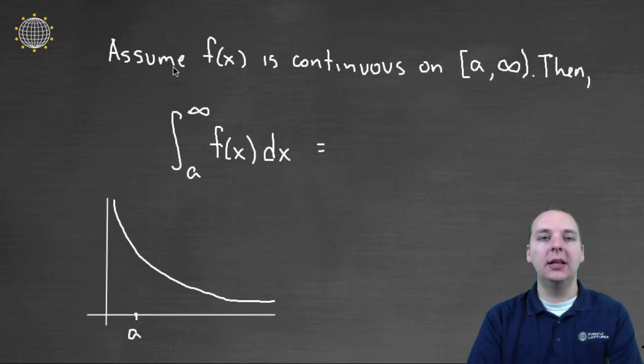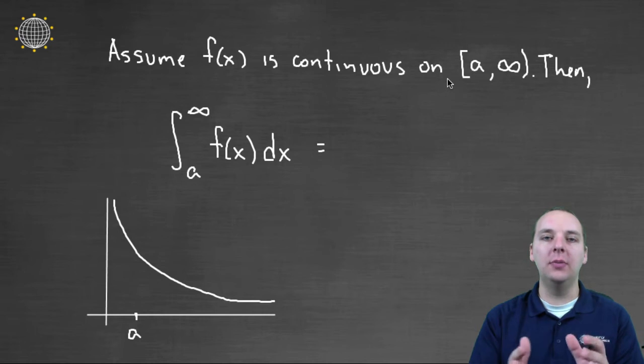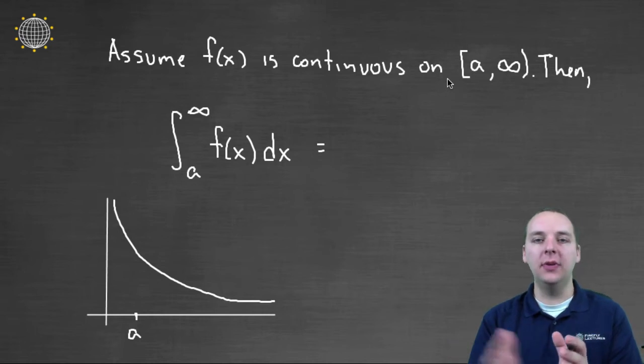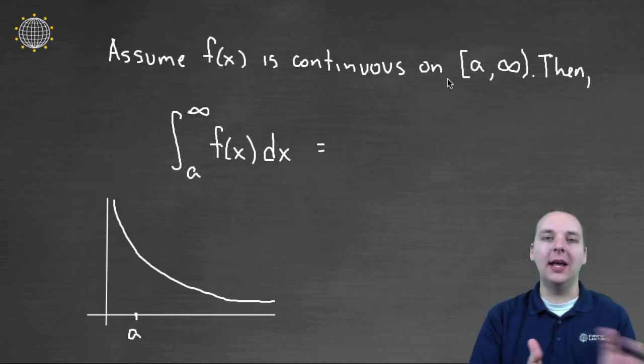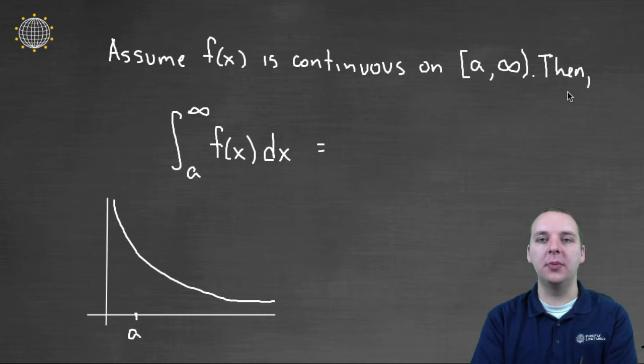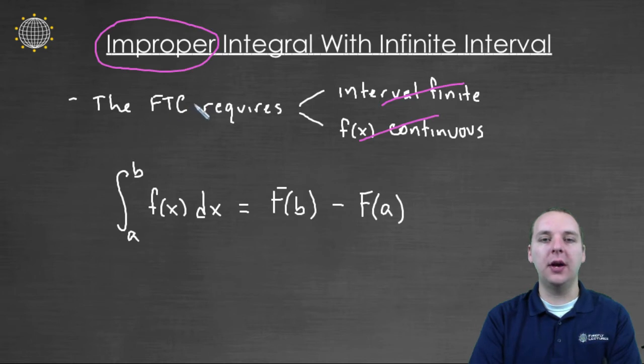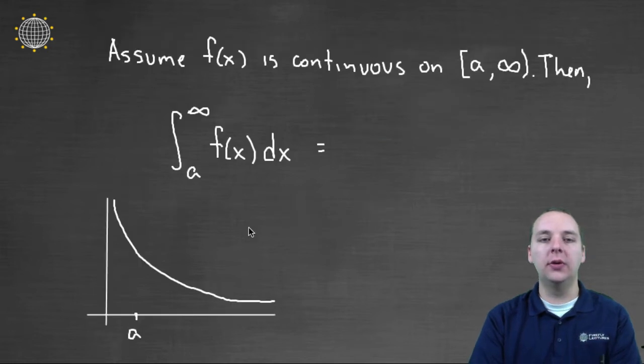All right, so let's assume that our function is continuous, but it's defined on an infinite interval. Infinite means it goes either to infinity or to negative infinity. So if you had your function defined from A to infinity, for example, then how are we going to compute this integral here? Well, we can't use the fundamental theorem of calculus because this condition has been violated. This is not a finite interval. So what are we going to do?